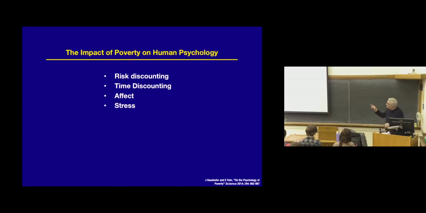So if you look at the impact of poverty on human psychology, when you're poor, you take more risks. You discount your risks, right? So poor people do stupid things, we think. Again, I'm speaking telegraphically. I don't mean that poor people are stupid. I'm just saying, they take more risks, okay?